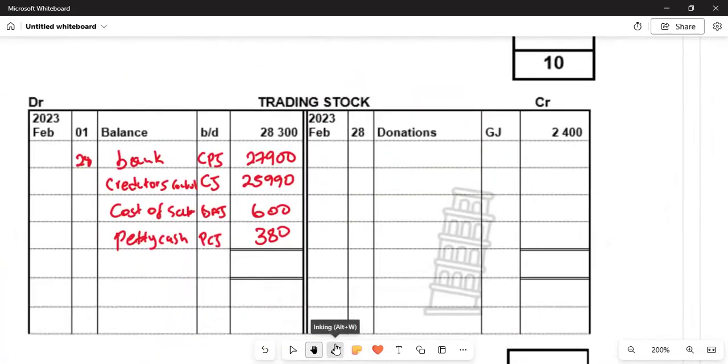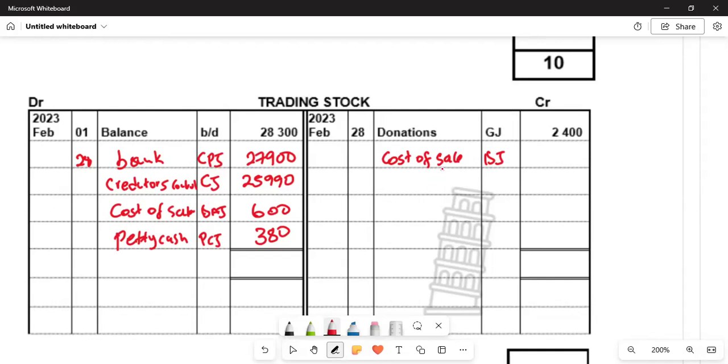So this is how we are going to make our recordings. On the credit side, donations are already given. So here we are going to start with the cost of sales from debtors journal, as you have seen. That is stock that was sold on credit. That stock is going to leave the business, so it is going to decrease on the credit side.